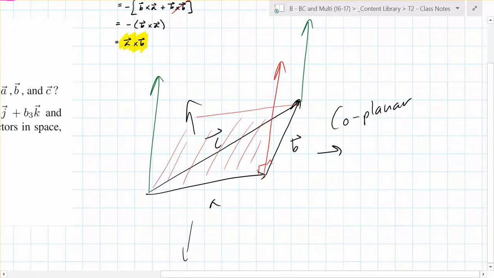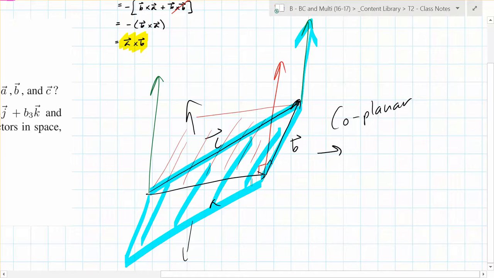There are 3 other parallelograms you can form with the other pairs. So for example, let's say we made this one blue. What's the parallelogram that's formed with these? It would be this parallelogram, right? So there's that. Is there a third parallelogram you can draw? Yes.